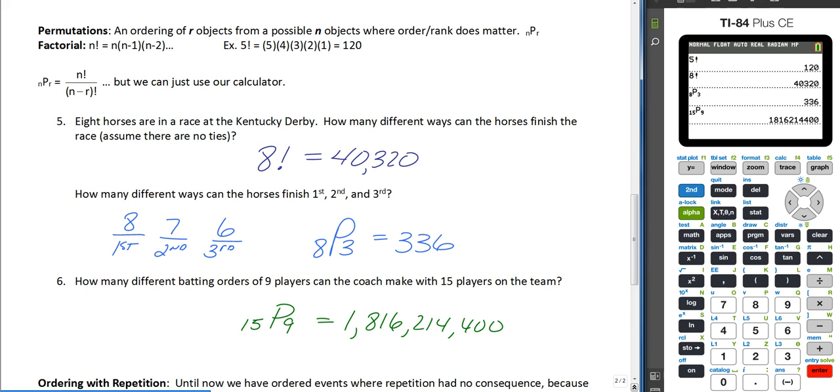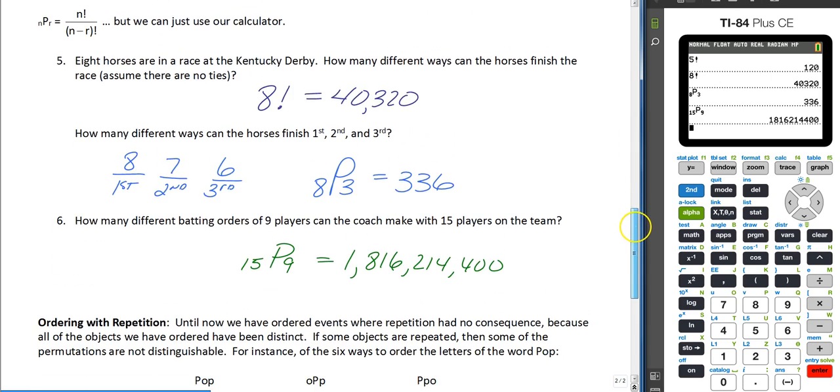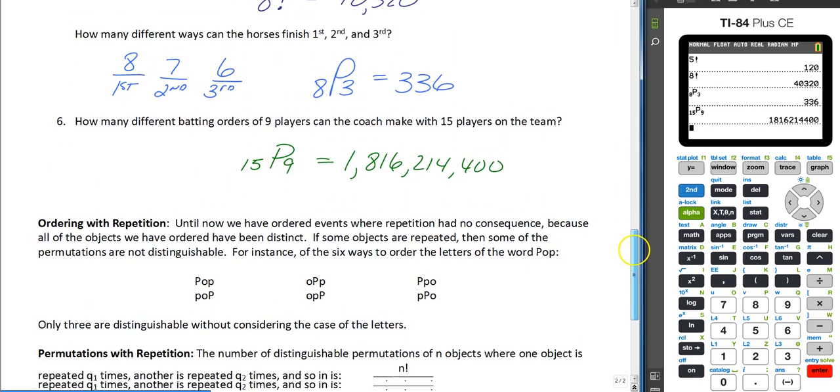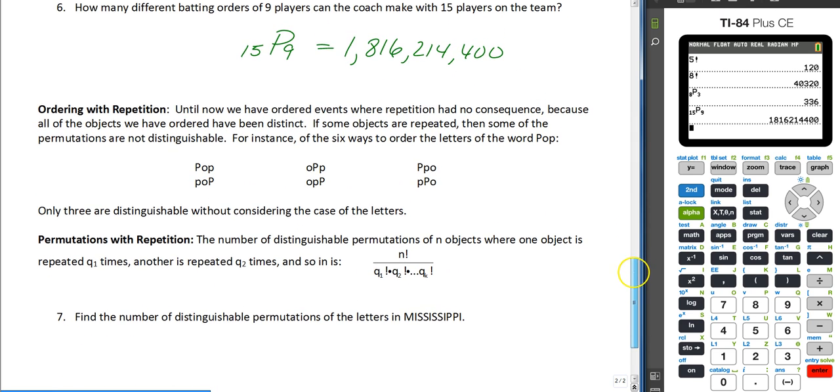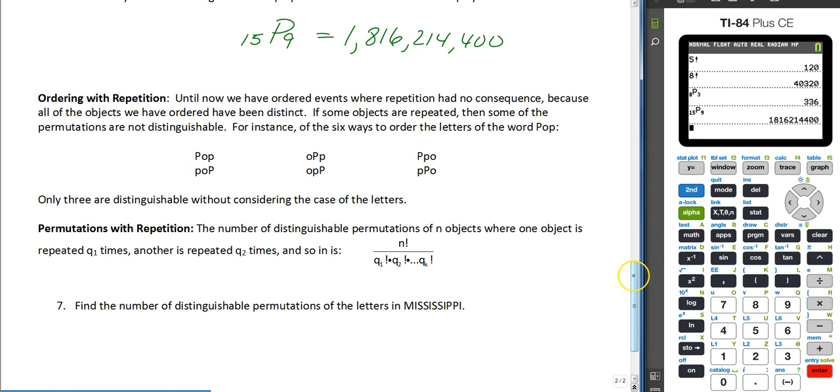Now, of course, most of the time, a coach already knows what he's going to do. Usually one of your fastest players hits first. One of your strongest hitters bats fourth or third. So, of course, it's not like it's just that many different possibilities in terms of selection. But if we were to just say how many different ways, that would be it.